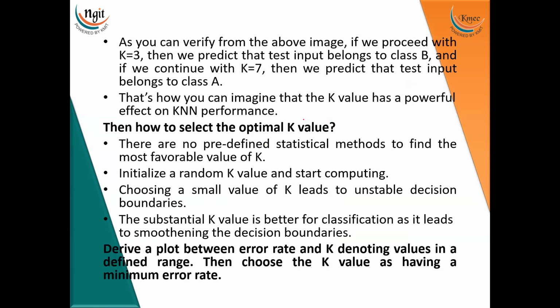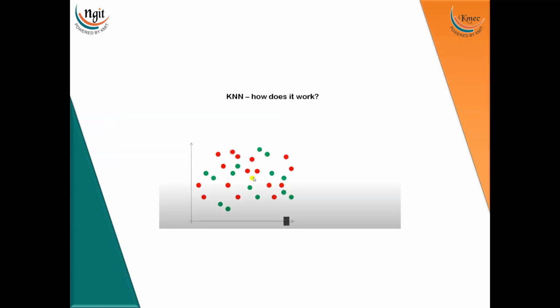Selecting an optimal k value is the biggest challenge for a developer who is implementing KNN. Choosing a small value of k may lead to unstable decision boundaries, and if you take higher values, it may lead to overfitting. So the chosen k value should have a minimum error rate and give accurate results. In that way, we have to choose the k value. Choosing the optimal k value is the biggest point in using the KNN algorithm.